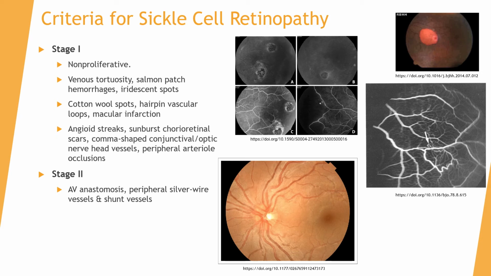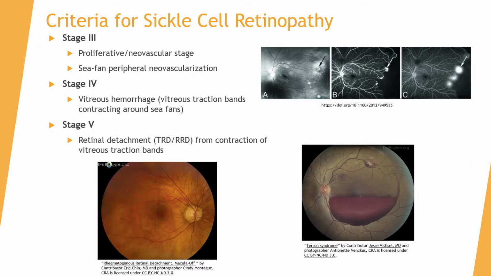Angioid streaks and sunburst scars, as you can see in the dark patches in the right top photo there, can occur, and comma-shaped conjunctival or optic nerve head vessels, as well as peripheral arterial occlusions, can also occur. In stage 2, AV anastomosis, peripheral silver wire vessels, and shunt vessels can be formed and observed. Stage 3 is the proliferative and neovascular stage.